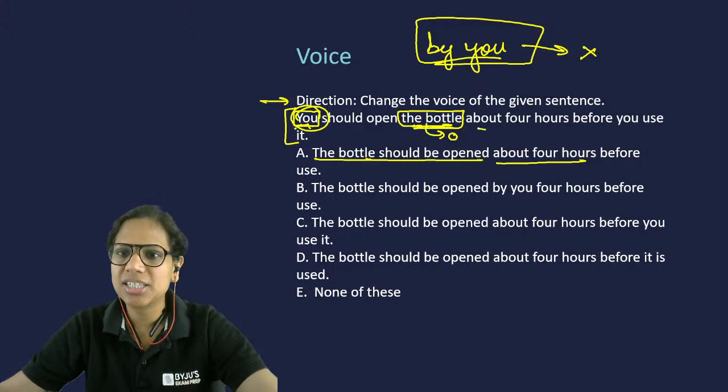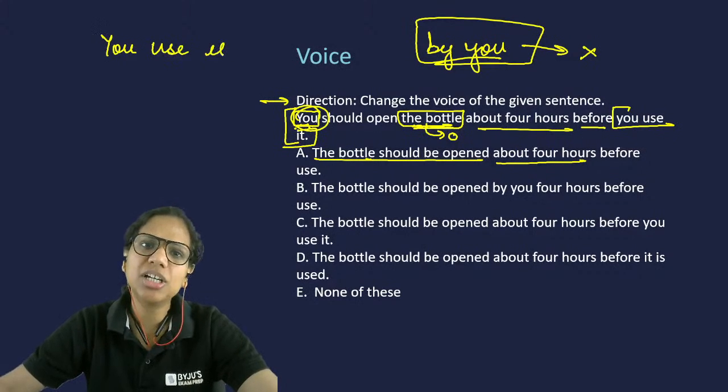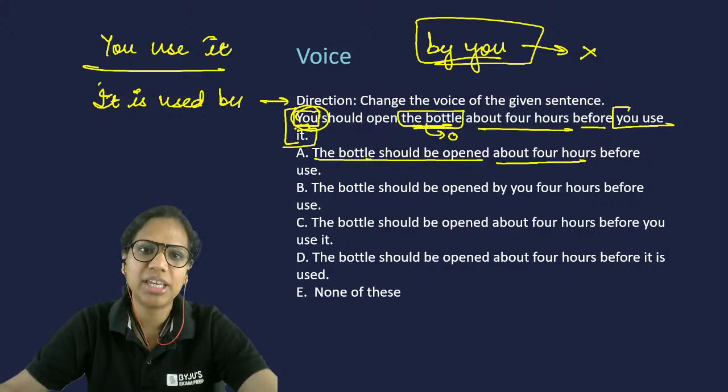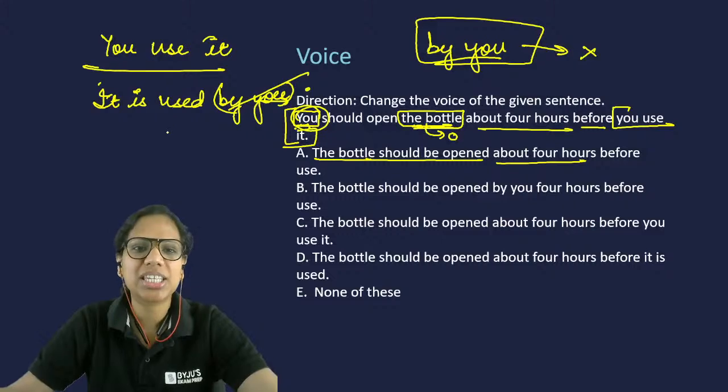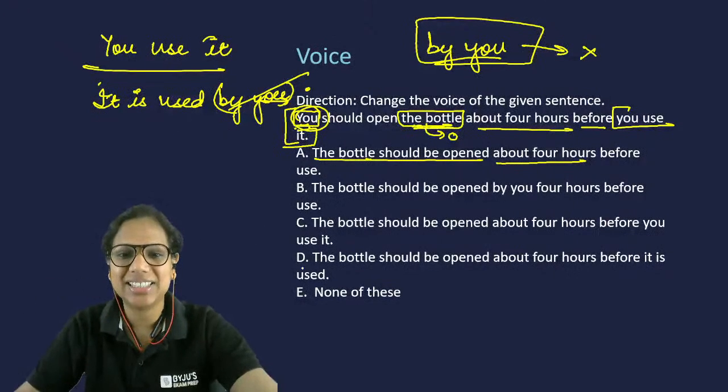About 4 hours, this is given to us. Now, this is before you use it. "You use it" is also active voice, right? So, you will convert even this to passive voice. It is used by you. And as I said, it's not necessary to write this. You can skip this. So, our answer will be D.